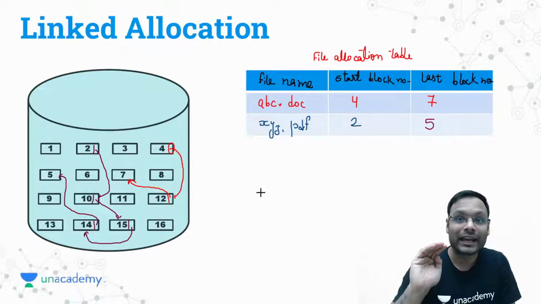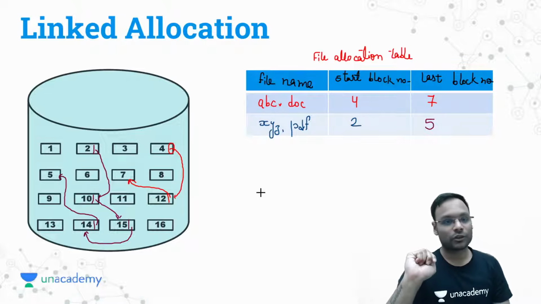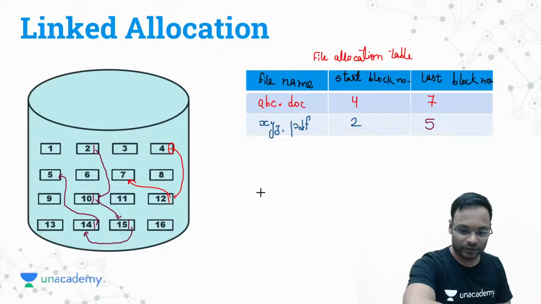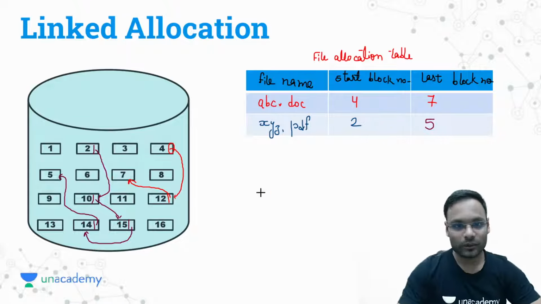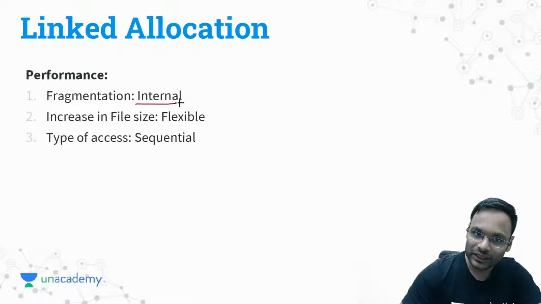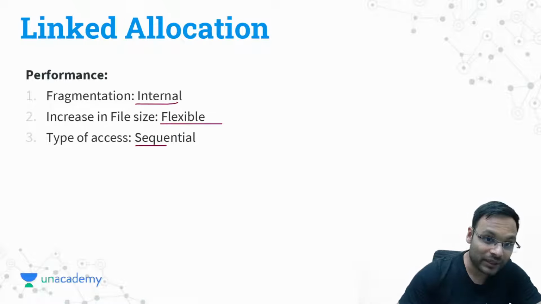Here we will not have any external fragmentation, only internal fragmentation. Why? Just because we are not storing the files in consecutive locations. So fragmentation is only internal, yes. Increasing the file size is flexible, yes. But the biggest problem here is that we can have only sequential access.